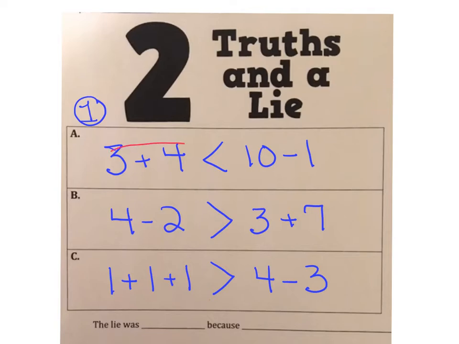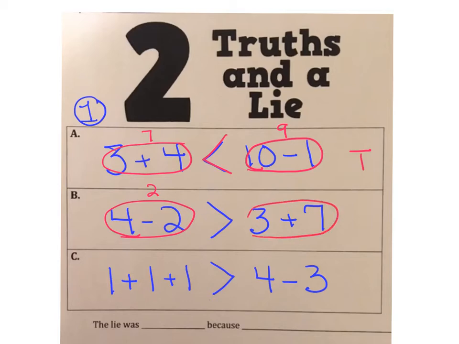We know 3 plus 4 is 7, and 10 minus 1 is 9. Clearly, 7 is less than 9, so this is true. Letter B, 4 take away 2, well, this is worth 2. And 3 plus 7 is 10. Is 2 greater than 10? This seems to be the lie. It's false. But let's check the third option.